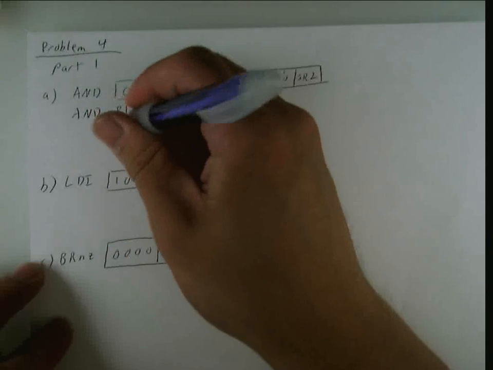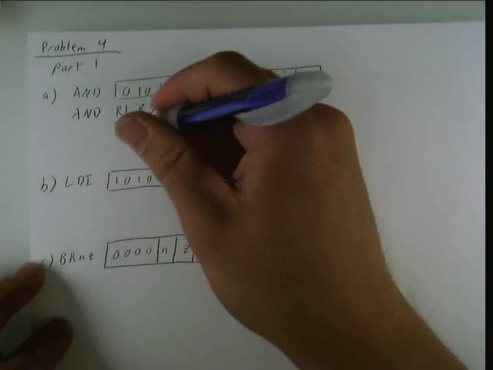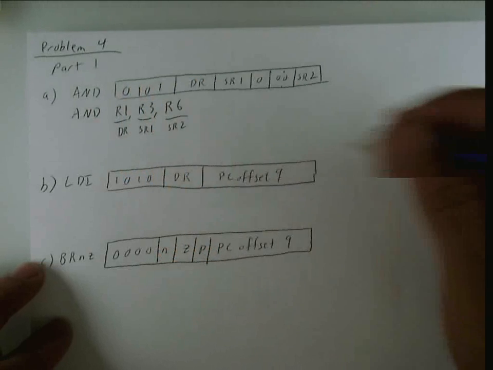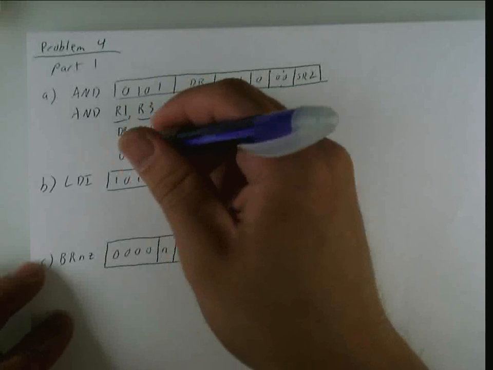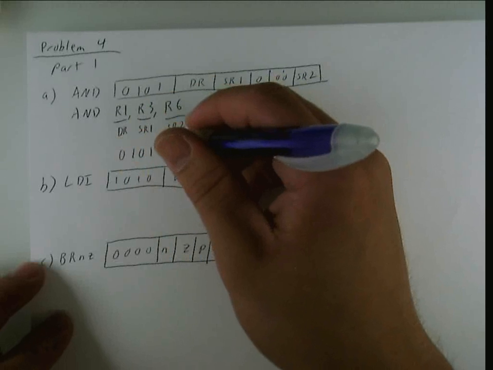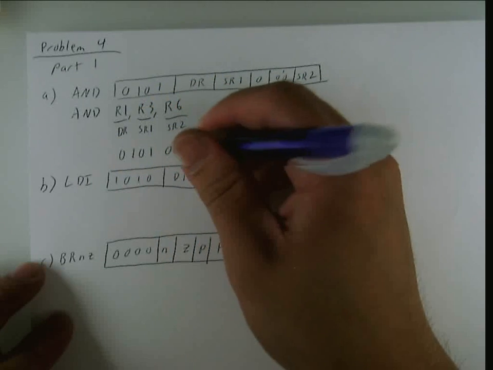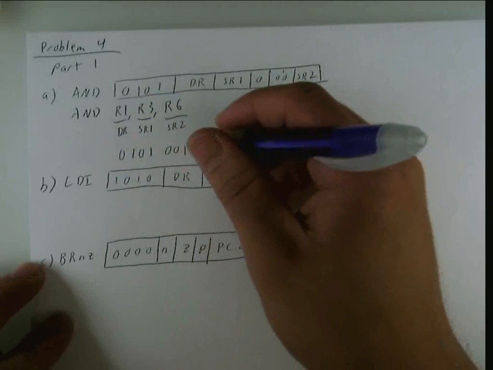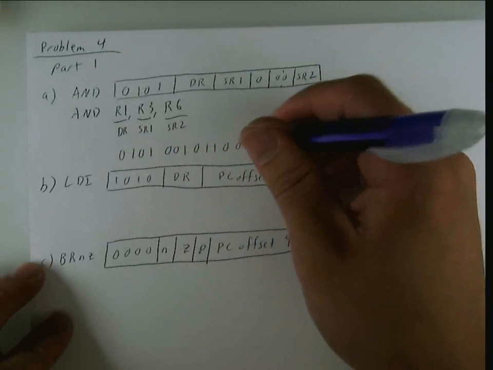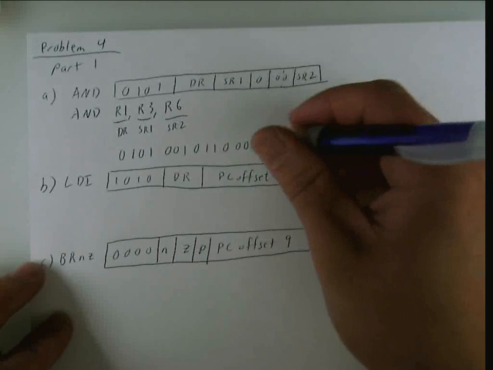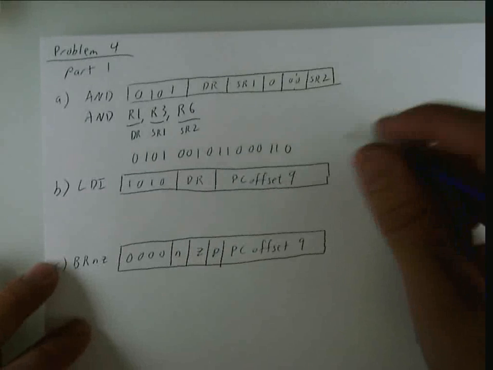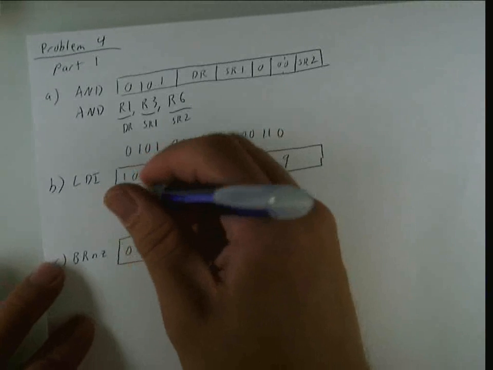So this is our destination register. This is SR1, and this is SR2. So our instruction word is 0101. DR is going to be R1, so that's going to be 001. SR1 is 3, so 011. This needs to be 0, this will be 00, and SR2 is 110. That's pretty straightforward.